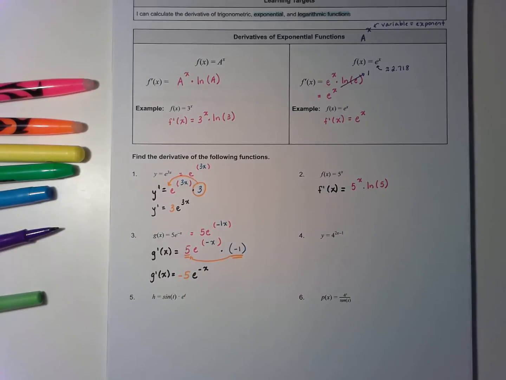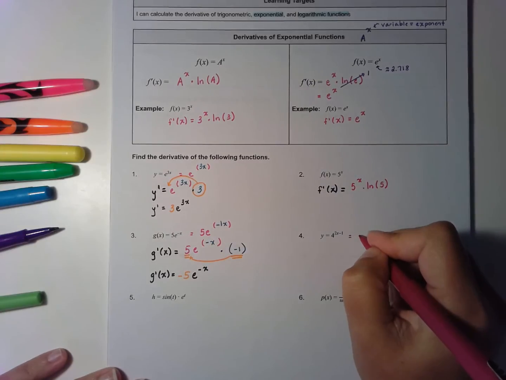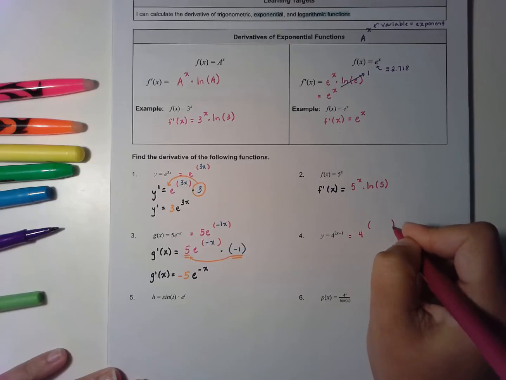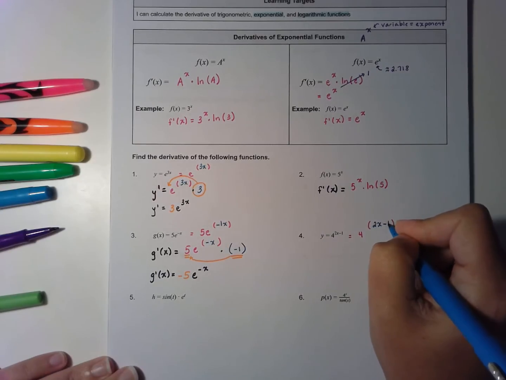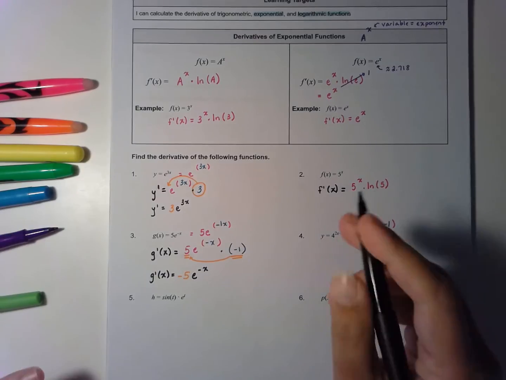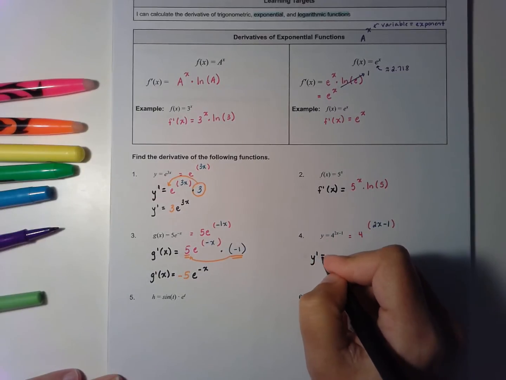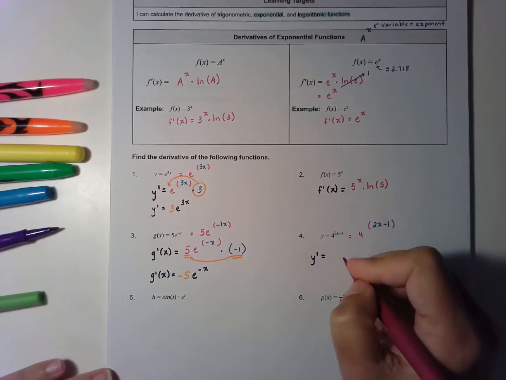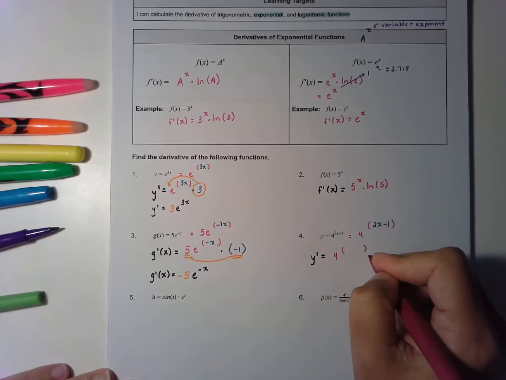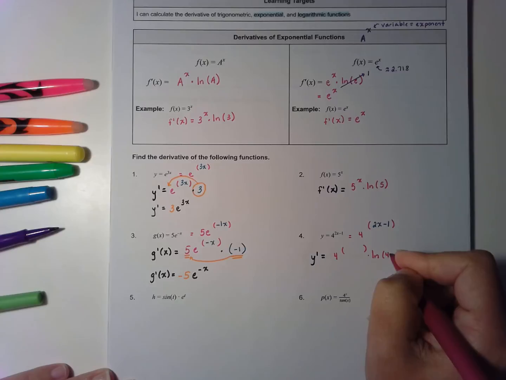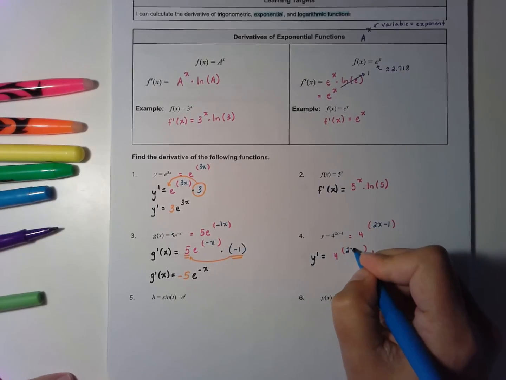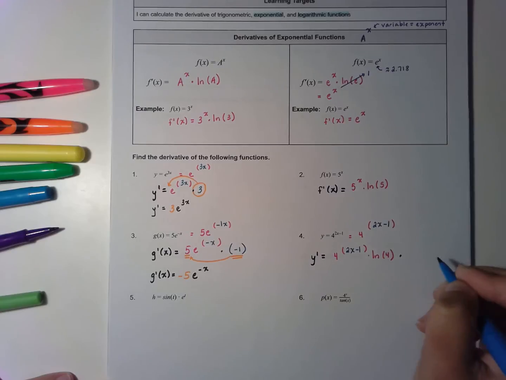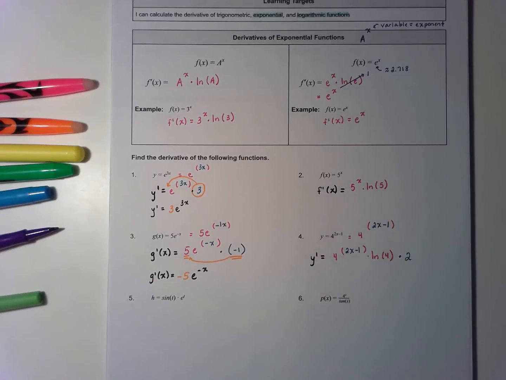For problem number 4 here, we have, again, an exponential function, but this one does have chain rule. So we're going to have 4 to the something is the outside function, and the inside function is 2x minus 1. When I take the derivative here, I'm going to start with the outside function. So the derivative of the outside would be 4 to the something times the natural log of 4. And we're going to leave the inside alone, which is going to be 2x minus 1, times the derivative of the inside, which is 2.